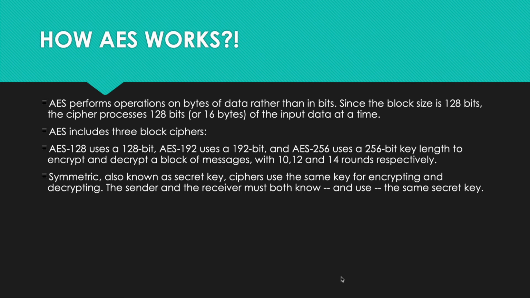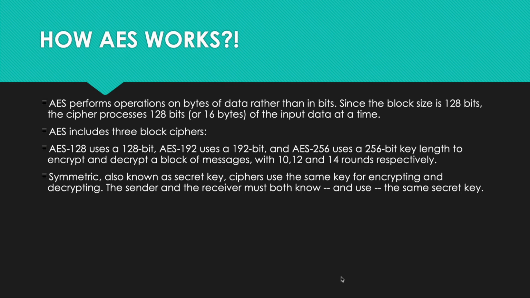Since the block size is 128 bits, the cipher processes 128 bits, or 16 bytes, of input data at a time. AES includes 3 block ciphers. AES 128 uses a 128 bit key, AES 192 uses a 192 bit key, and AES 256 uses a 256 bit key length to encrypt and decrypt a block of message with 10, 12, and 14 rounds respectively.